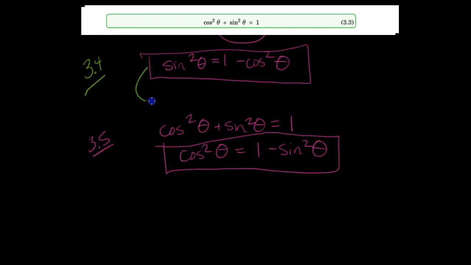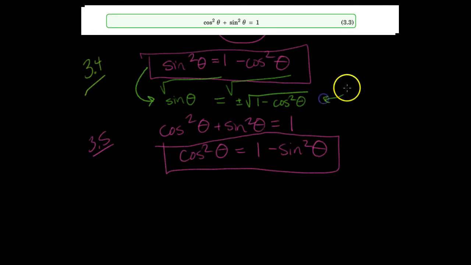Okay, so what if I took the square root of both sides here? The square root of this side and the square root of this side. And I'm not going to write it out because I think you guys can see it. Square root of something squared is just that something. So sine theta equals plus or minus, we don't know, the square root of 1 minus cosine squared theta. And please do not say that that is equal to 1 minus cosine theta.